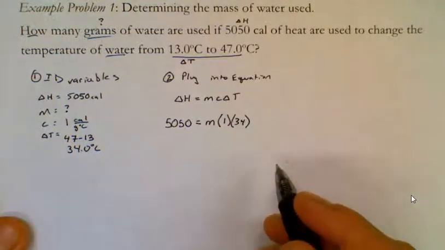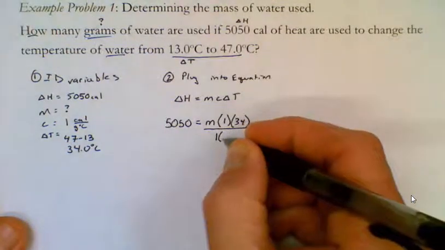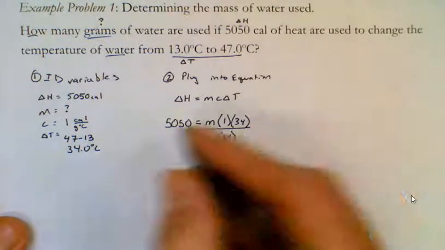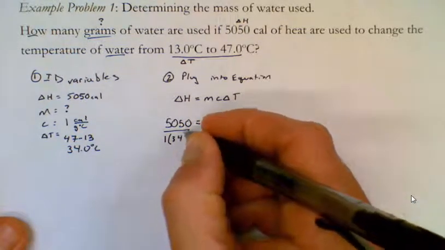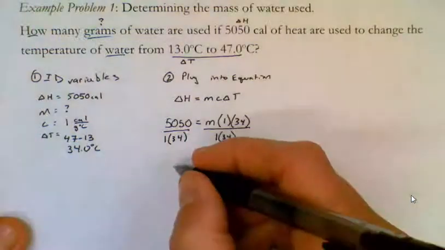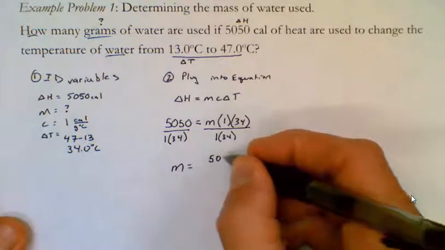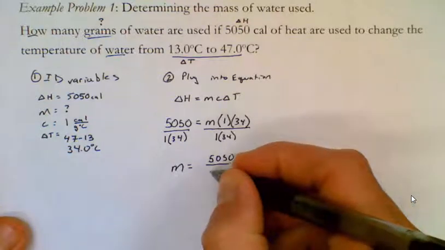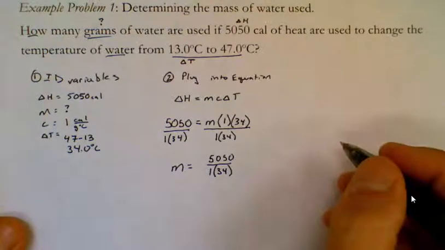Since I'm solving for mass, I need to move these two to the opposite side. Do both. If I divide on one side, I have to divide on the other. So therefore, M is equal to 5,050 divided by 1 times 34. So really 5,050 divided by 34.